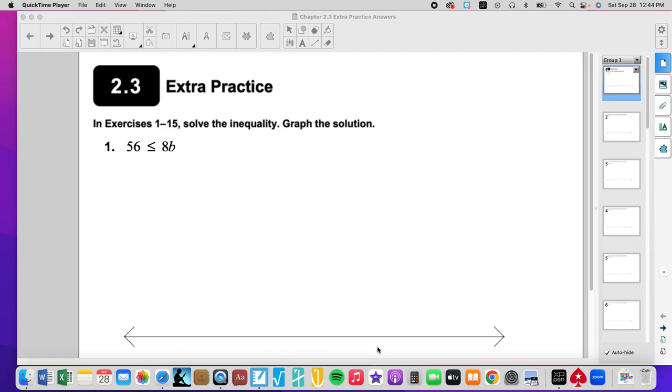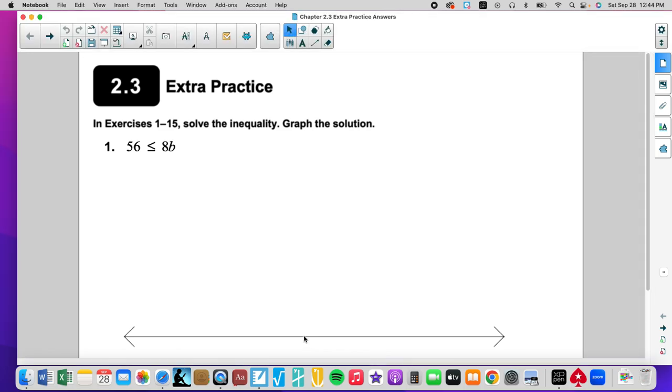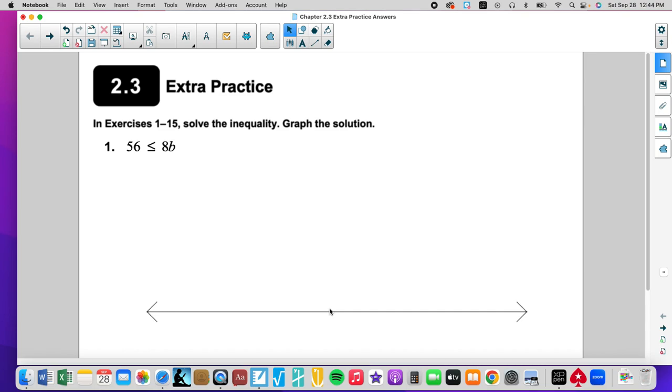On to section 2.3 in inequalities. 2.2 dealt with adding and subtracting in order to isolate the variable. 2.3 deals with multiplying and dividing, and it is pretty straightforward for the majority of this section. However, there is one thing that we have to be cognizant of, and that's when it comes to negatives, and we'll deal with it when we see it.